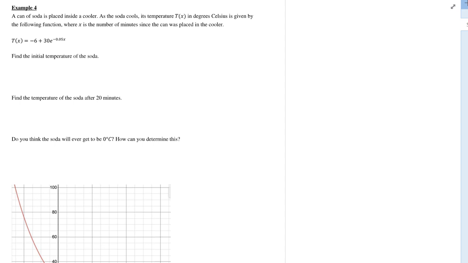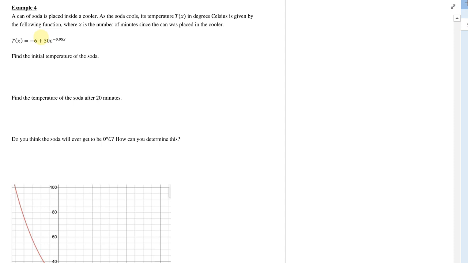Another way that this gets used is temperature, and in this case I've got a can of soda placed inside a cooler. We're told that its temperature T of x in degrees Celsius is given by the following function, where x is the number of minutes since the can was placed in the cooler. So we're going to use this function.